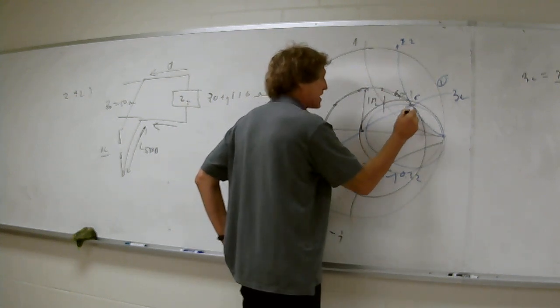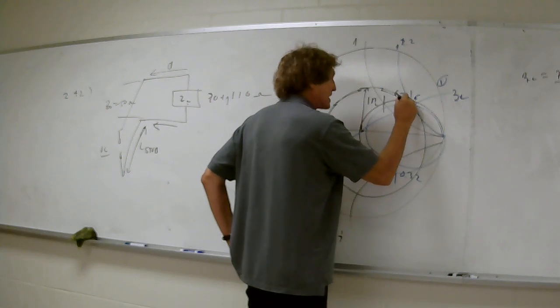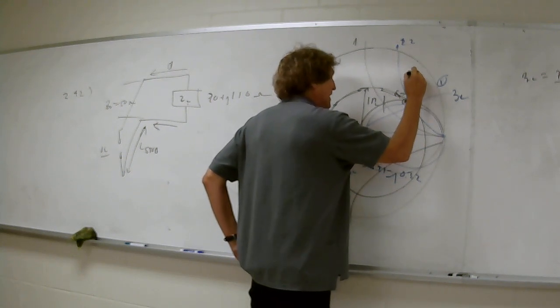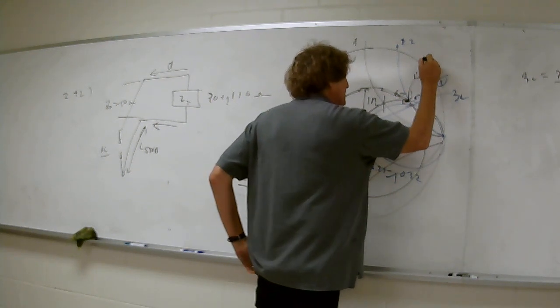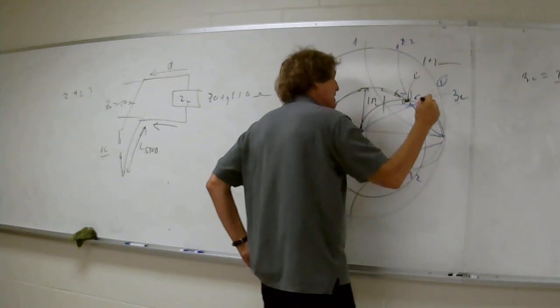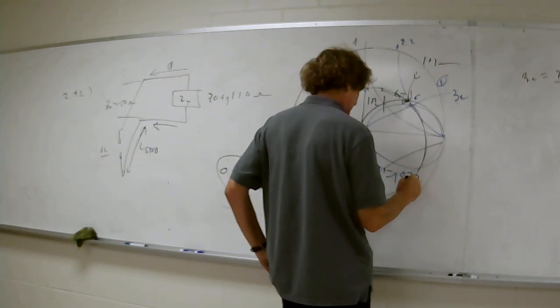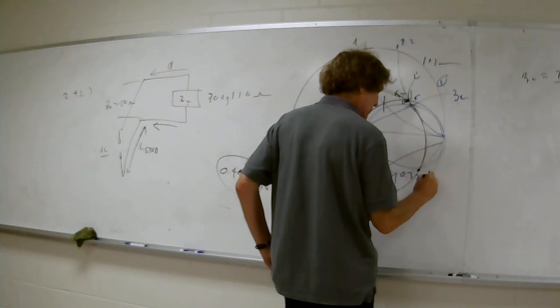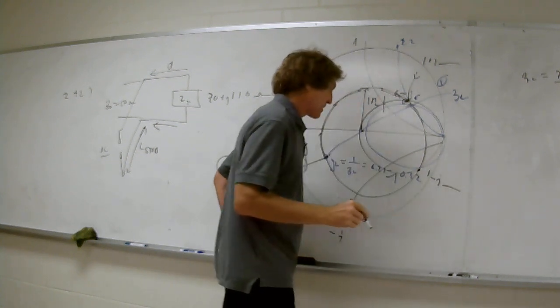So there's two spots. Here's one right here, and give me the value right here. One plus J something. And there's also a point here where it hits, which is one minus J something. Go ahead.